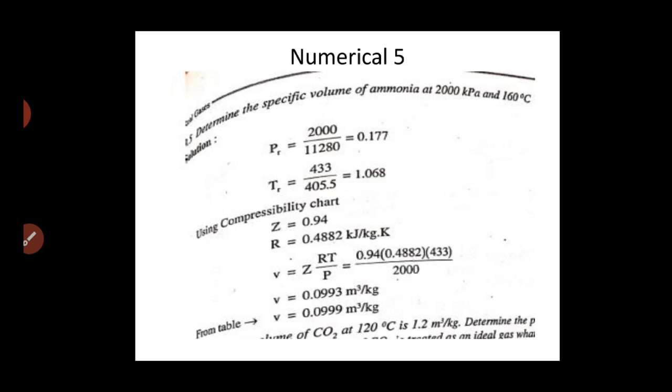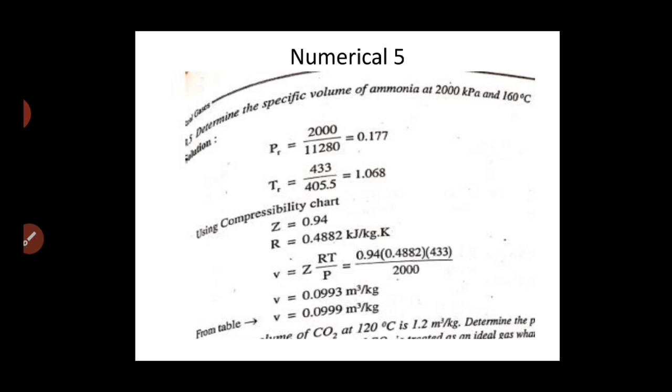Similarly, from the table of critical properties, we have found out that ammonia is NH3. We should remember the symbol of ammonia is NH3. If you confuse and you make it CH3, then it is different. Now for reduced temperature, TR is equal to T divided by TC. T is given as 160 degrees centigrade, that is plus 273, that is 433 Kelvin, divided by TC, which is 405 Kelvin given in the table. So solving this, we get TR is equal to 1.068.